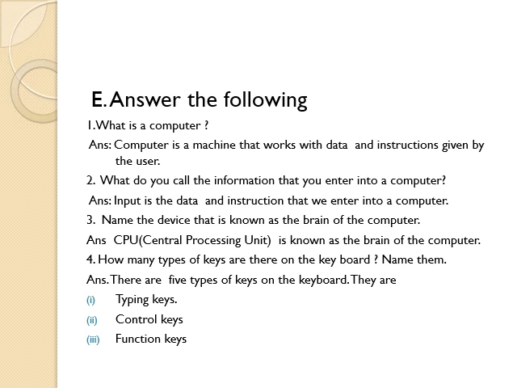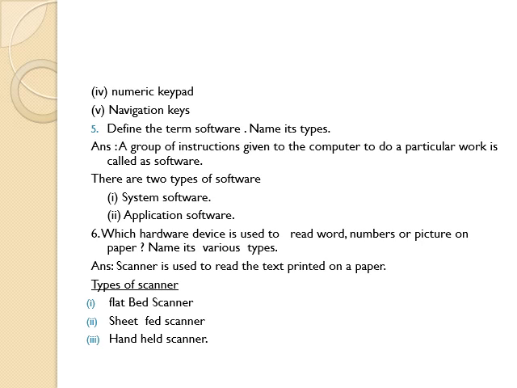Question number 4. How many types of keys are there on the keyboard? Name them. There are 5 types of keys on the keyboard. They are typing keys, control keys, function keys, numeric keys and navigation keys.